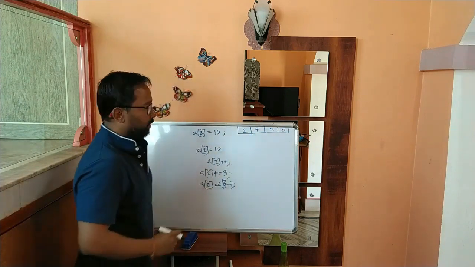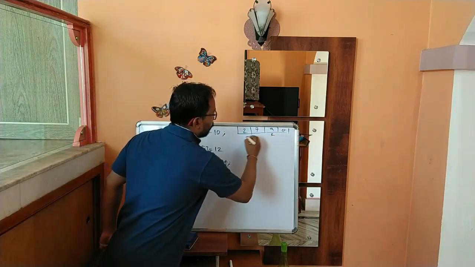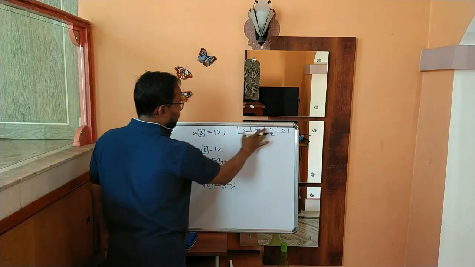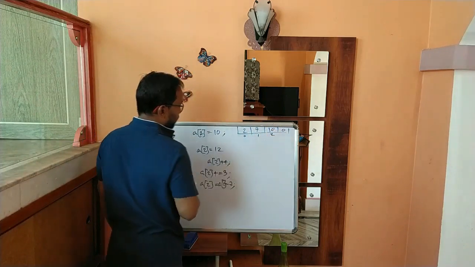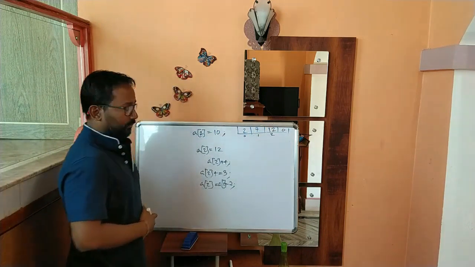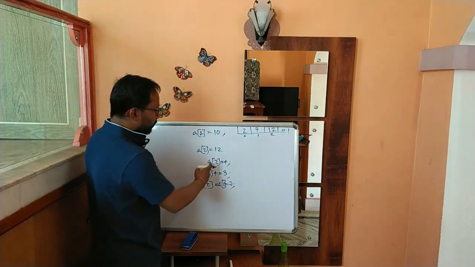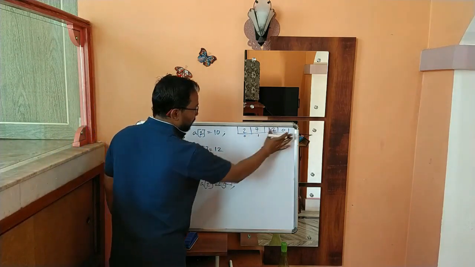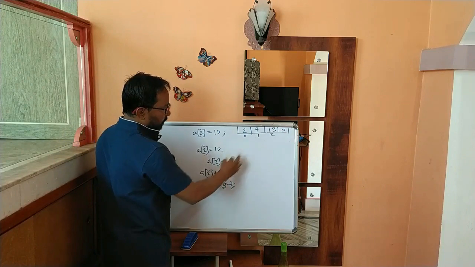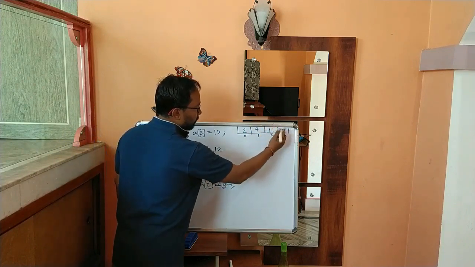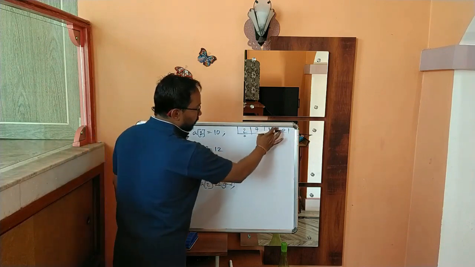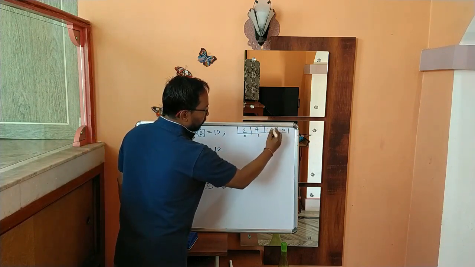So a[2] means which element? 0, 1, 2. This is index number 2. So 9. Here we are storing 10 in this one. Then we are updating the value by replacing 10 by 12. Then a[2] plus plus. a[2] plus plus means its value will be increased by 1. That means it becomes 13 now. a[2] plus equal to 3. So 13 plus 3, 16. Then a[2] equal to a[2] minus 7. So 16 minus 7 means 9.